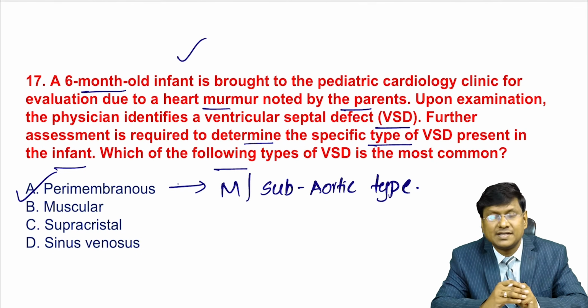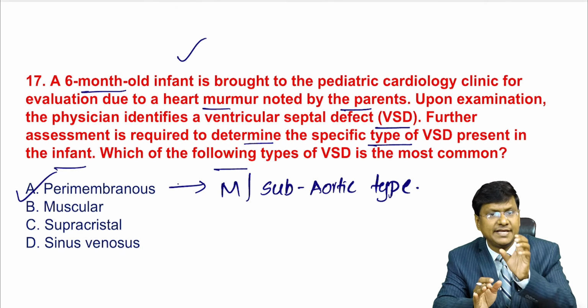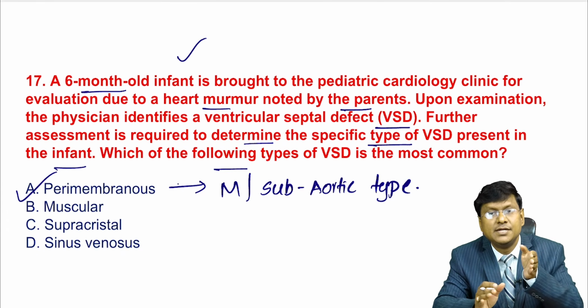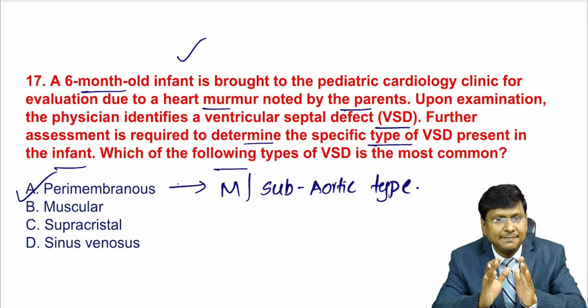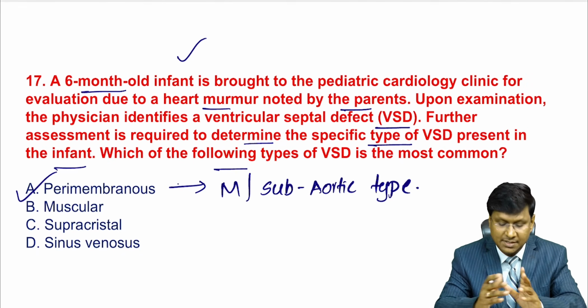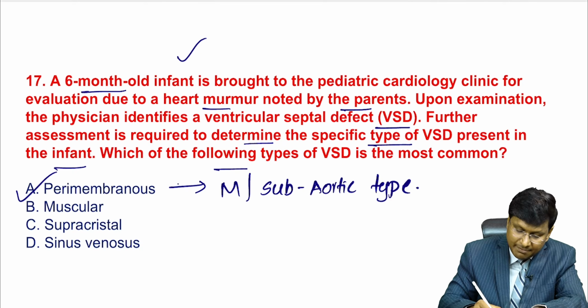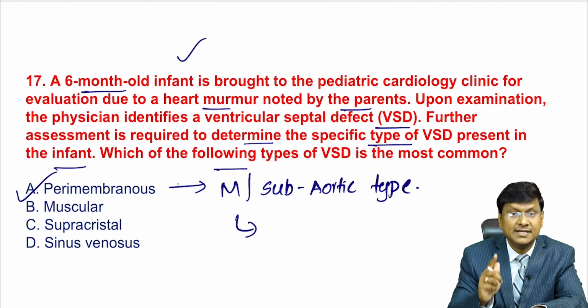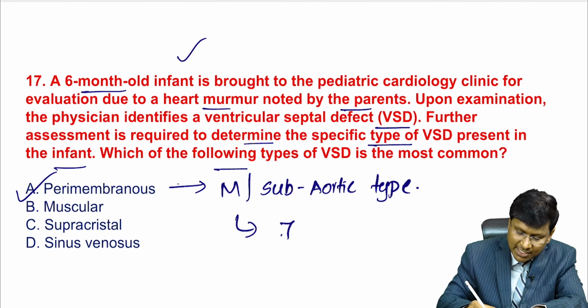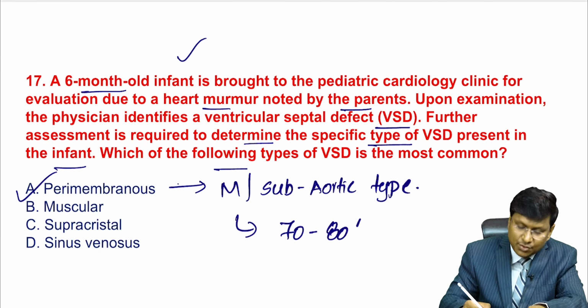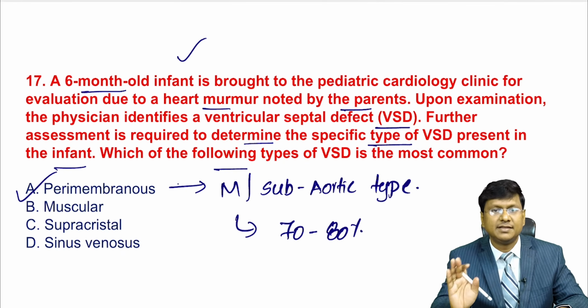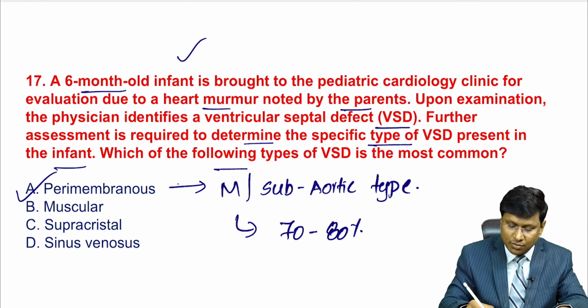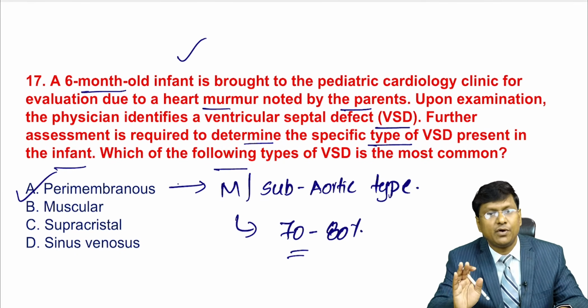Right, membranous or subaortic type. This type of VSD is located adjacent to the membranous septum, and it is typically found in the membranous portion of the ventricular septum, right? This membranous type of VSD accounts for the majority of VSDs, nearly 70 to 80% of all the VSDs.